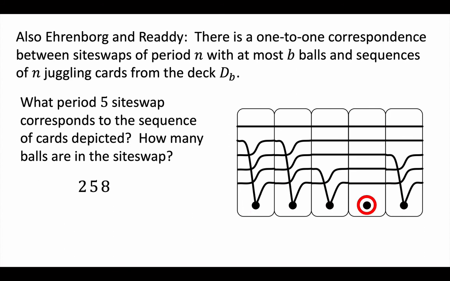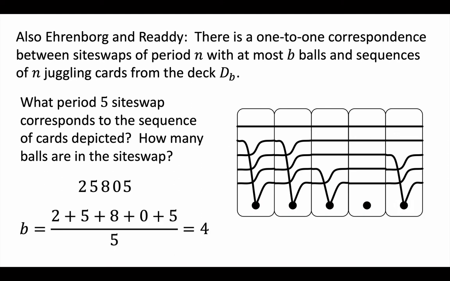The next throw is very simple. We don't have anything coming down, so that's a no throw. That corresponds to a throw of height 0. And the last one, we start off and we're at the very bottom. We haven't passed any vertices yet. And suddenly we go 1, 2, 3, 4, 5. It started and ended at the same place. So that's another throw of height 5. To find the number of balls, all we have to do is use the average theorem. The average of 2, 5, 8, 0, and 5 is 4, and so this is a 4-ball siteswap.